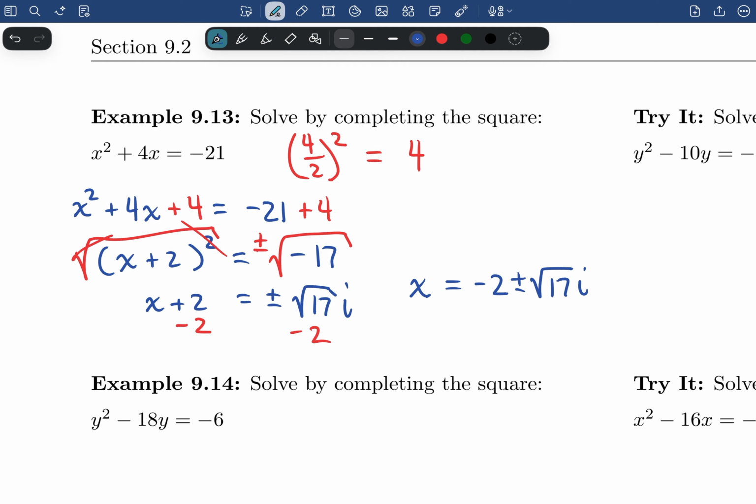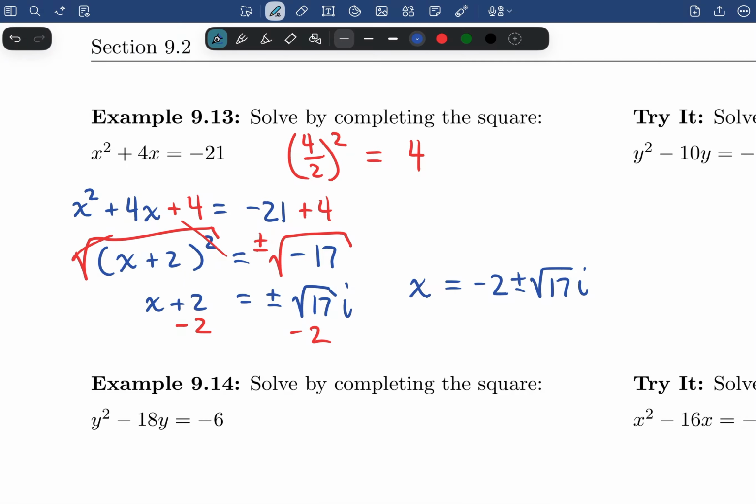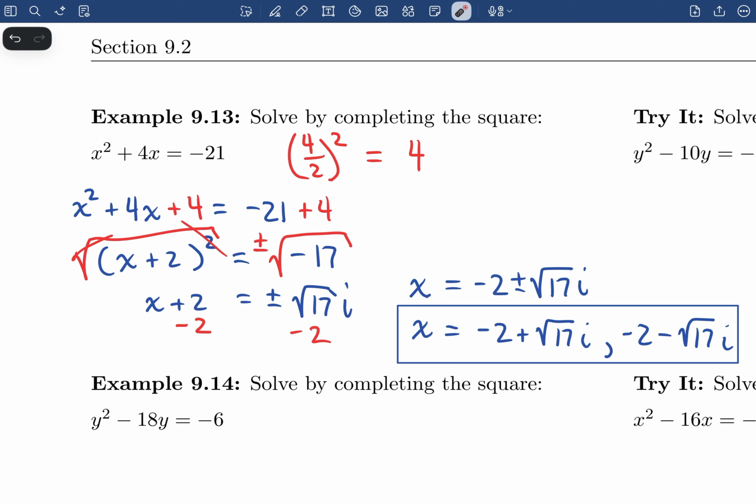Now, this is two solutions, and I want to prove it to you. There's the plus version. That's the first solution. And there's the minus version. That's the second solution. If I separate my two answers with commas, it will look like this. Negative 2 plus the square root of 17 times i, comma, negative 2 minus the square root of 17 times i. We've done it.